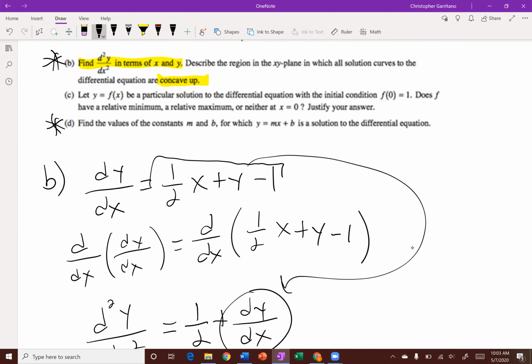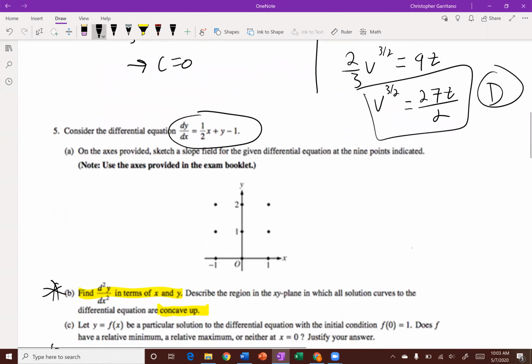And so the concept is the same though. What we can do is take our solution, which is y equals mx plus b, plug it into the differential equation, and that equation should be satisfied. All right, so that's the idea. Let's go ahead and execute.